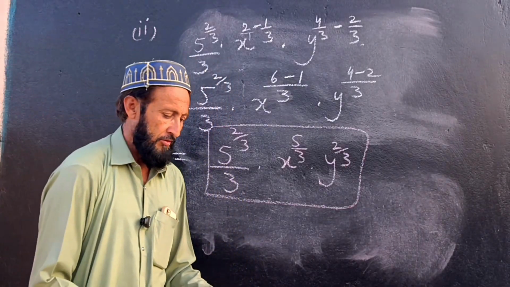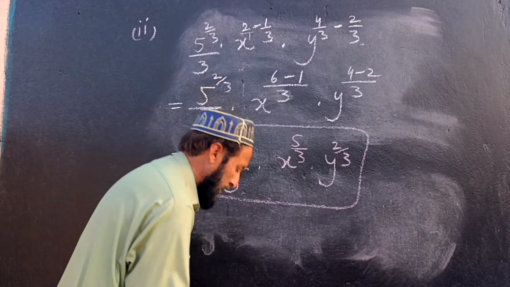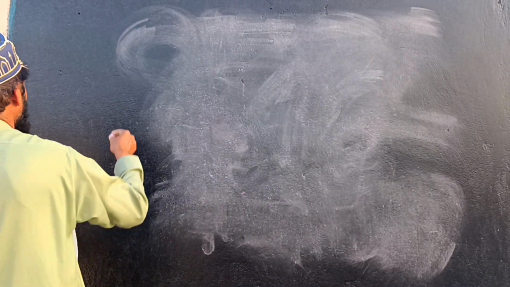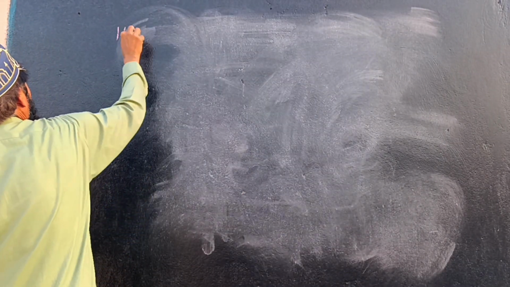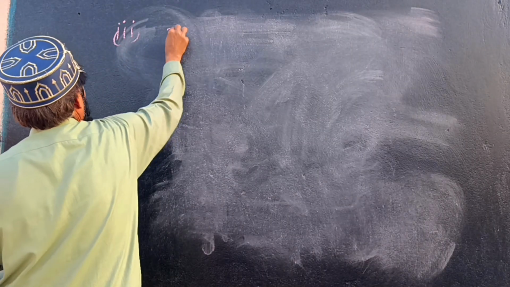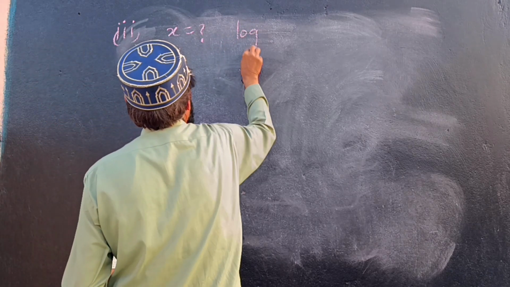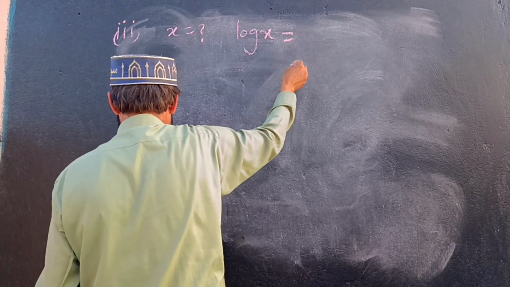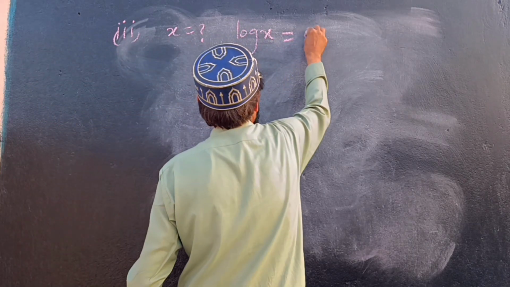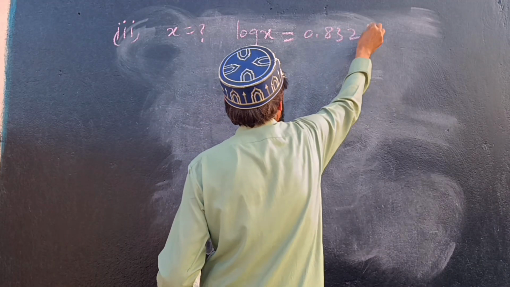We are proceeding. Find the value of x from the equation log of x. Question number third part. Find the value of x, which is unknown, when log of x is given in the form of 0.8321.